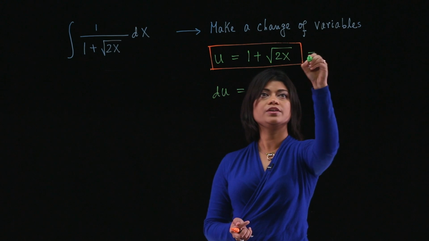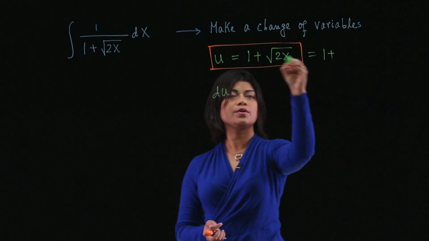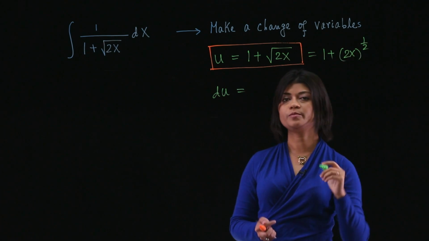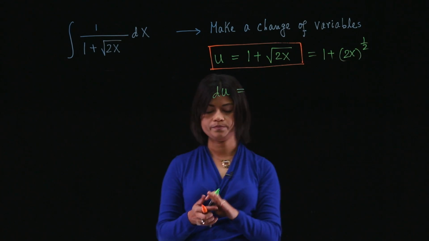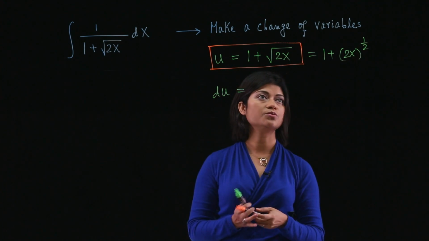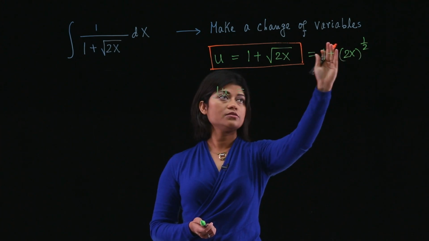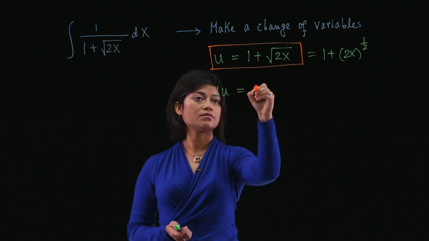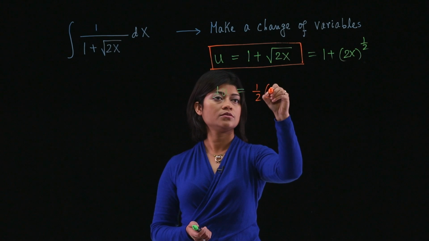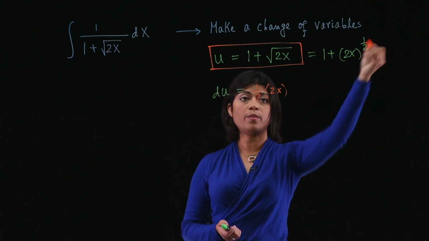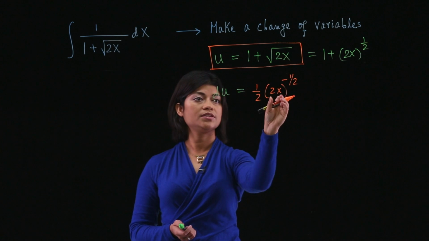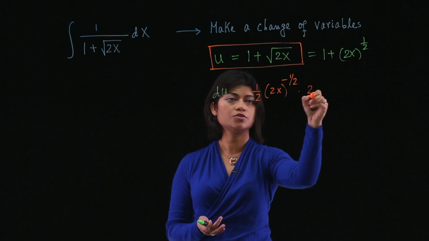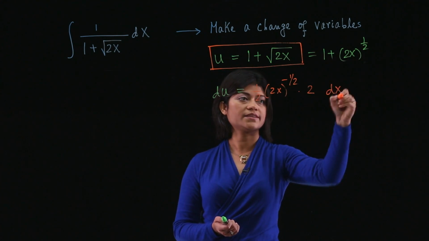Now if you want, you rewrite this expression. This is 1 plus square root of 2x, means it's 2x to the power 1/2. So it'll be easier to use the power rule. Okay, so let's see what is du equals. Derivative of 1 is 0, so that goes away. We just have to compute the derivative of this expression, which is 1/2 times 2x to the power 1/2 minus 1, so negative 1/2, times, you have to do the chain rule, so take the derivative of 2x, which is 2, and dx.